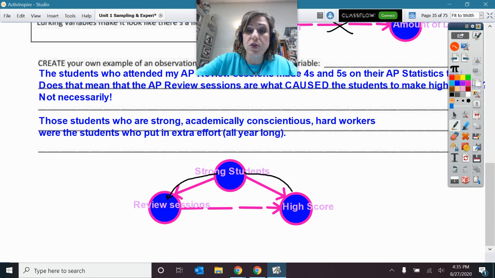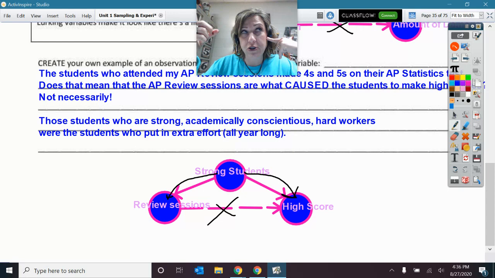These strong students who are conscientious have been working hard all year long. And what did they do? They got a high score. It was not purely caused by my review sessions. I wish I could say that, okay? And maybe I should say that to the administration and let them think that. But those who know statistics know that there are other variables at play that made that connection. This lurking variable made it look like there was a link, okay?